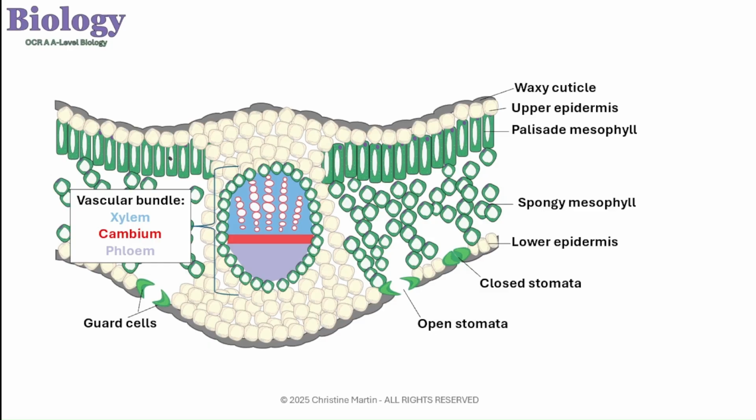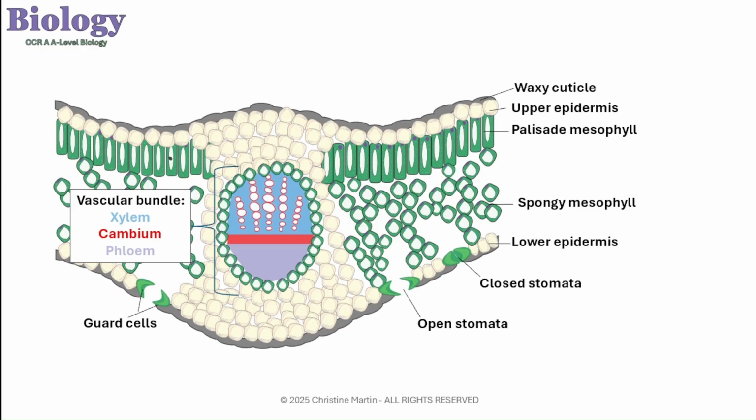The lower surface of the leaf contains small pores known as stomata, and the stomata are surrounded by guard cells, specialized epidermal cells that control their opening and closing. During differentiation, the guard cells develop several unique structural and functional adaptations that enable them to carry out the role effectively.